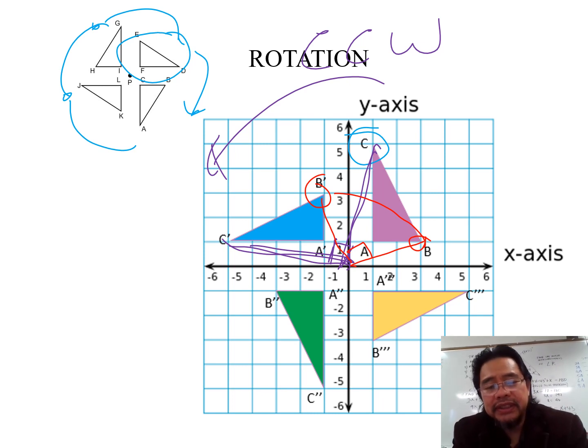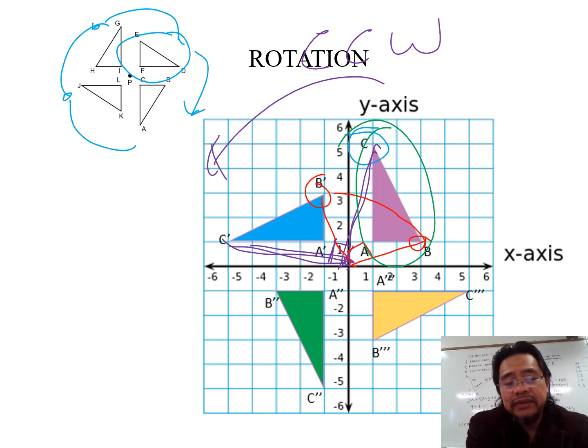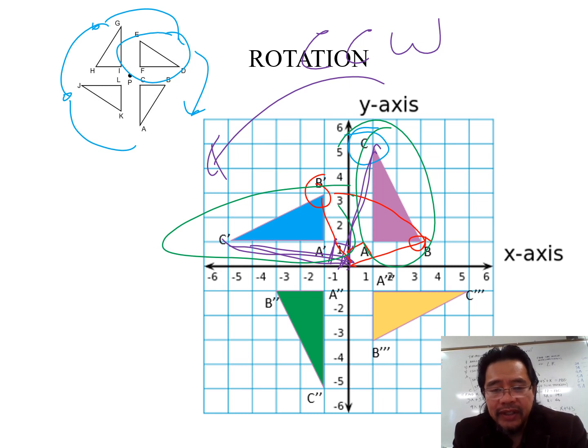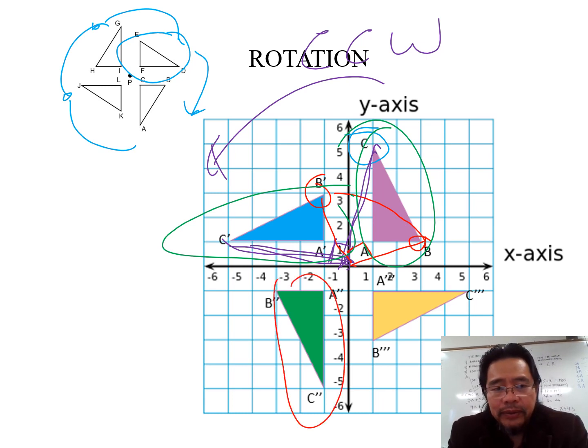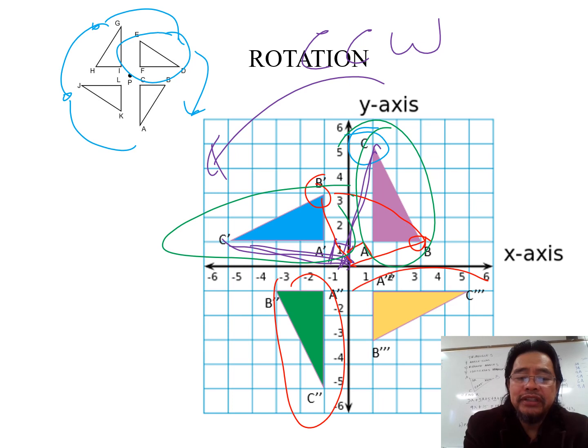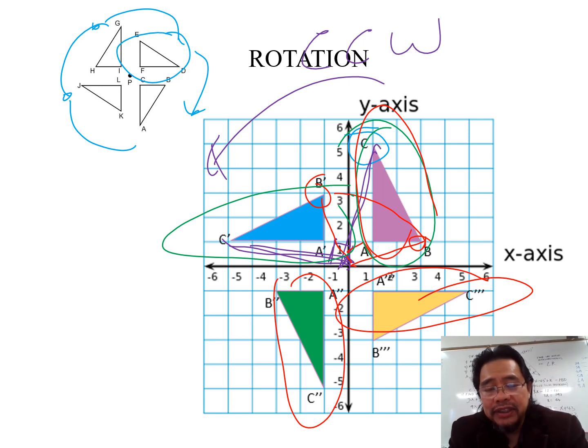But I want you to notice here how the figure changes. This one is upright. But when it rotates to the left or counterclockwise, it is lying down. When it rotates down, it is pointed downwards. When it rotates again to the next level, 90 degrees, it is pointed to the right. And when it goes back, it is again pointing up. So that is rotation.